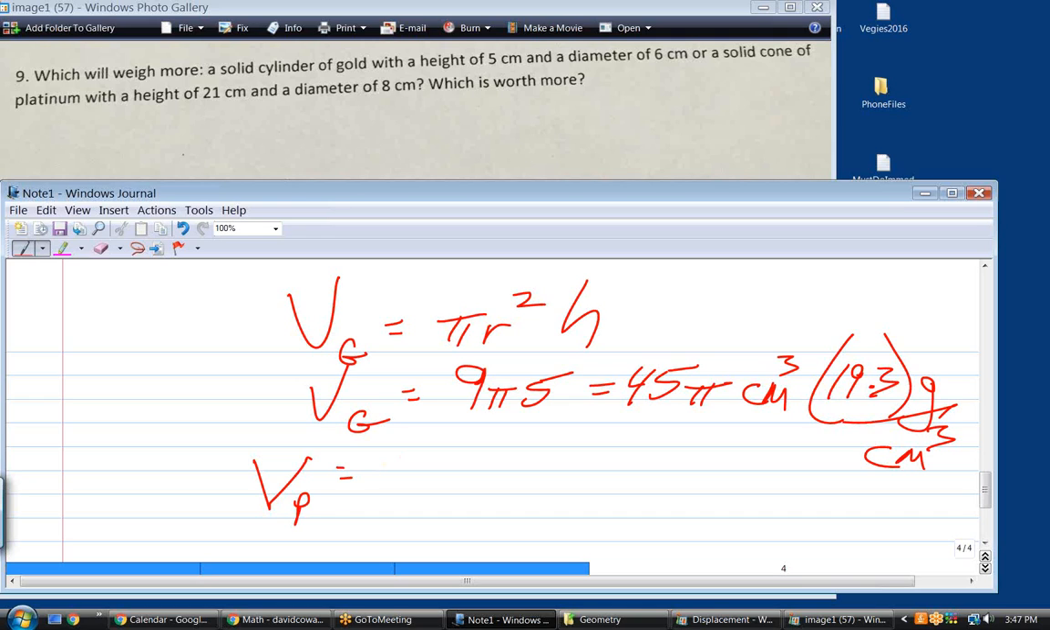What's the volume for a cone? Anything that goes to a point always needs to start out with 1/3. Okay, that's what I meant with a divide by 3, but 1/3. Oh, I didn't even hear you say that.